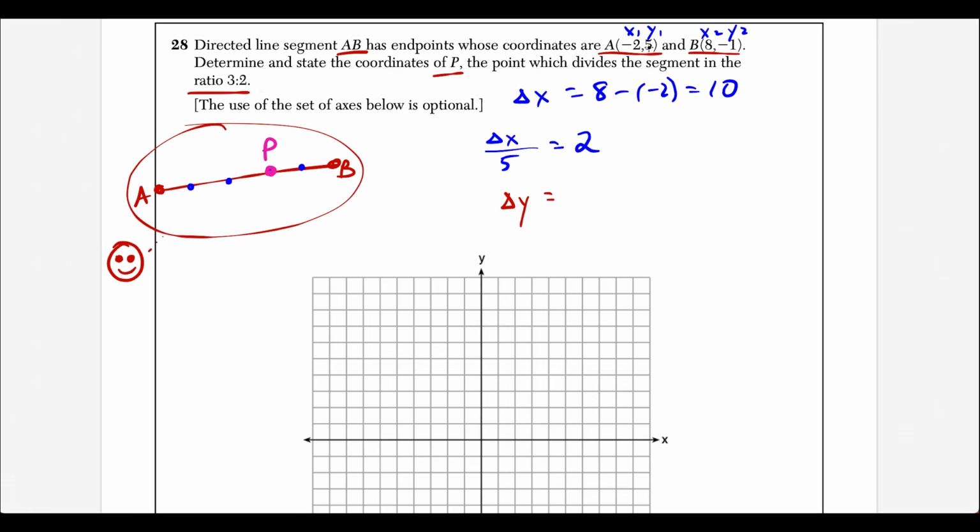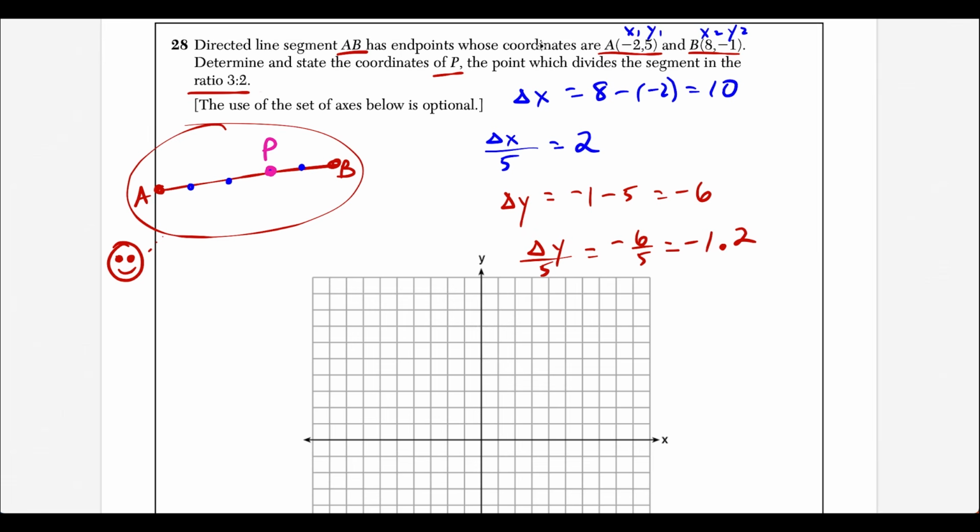But this is what made this question especially difficult. If we calculate our change in Y, we're going to have negative 1 minus 5, and that's going to equal negative 6. So if I divide this by 5, so I'm taking delta Y and dividing by 5, delta Y divided by 5 would be negative 6 over 5, which would be negative 1.2. So what was not polite about this question is if you try to use the grid, you're going to have wacky decimals going on here.